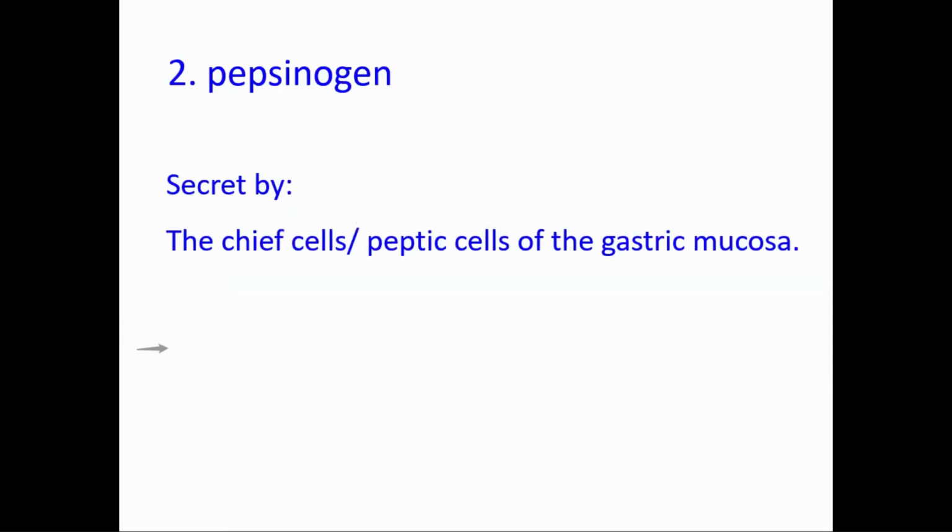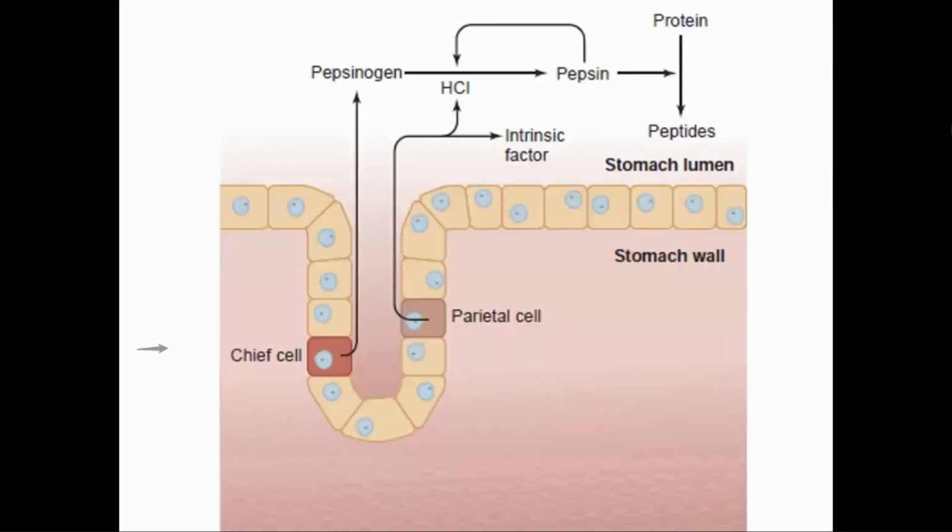Then second is the pepsinogen. We have finished the HCl. Now it is the turn of the pepsinogen. Pepsinogen is secreted from the chief cells or peptic cells of the gastric mucosa. These chief cells secrete the pepsinogen. Pepsinogen is a proteolytic enzyme.